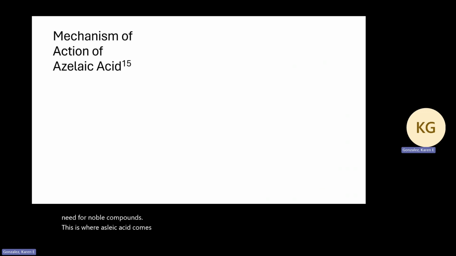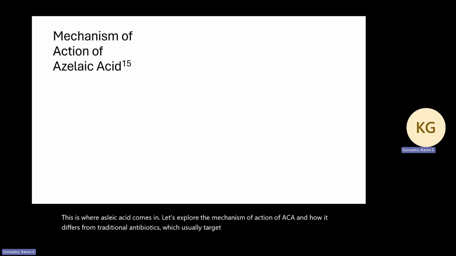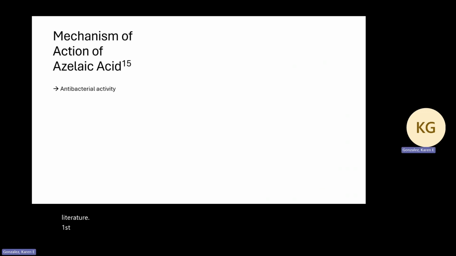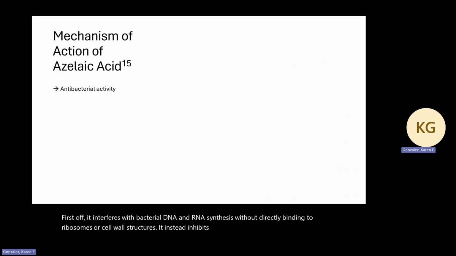Let's explore the mechanism of action of AZA and how it differs from traditional antibiotics, which usually target bacterial proteins or cell wall structures. AZA, in contrast, operates through multiple pathways, as explained in past literature. First off, it interferes with bacterial DNA and RNA synthesis without directly binding to ribosomes or cell wall structures. It instead inhibits key enzymes involved in bacterial metabolism, which overall disrupt cell energy production and inhibit growth.